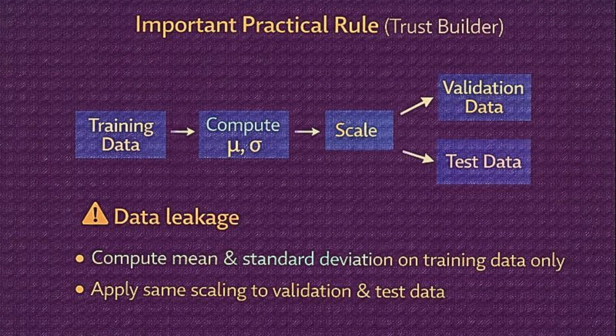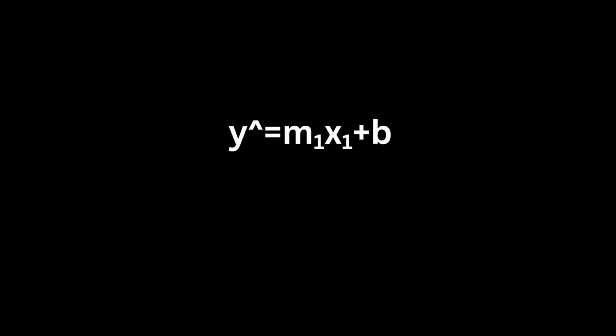Then apply the same scaling to validation and test data. Otherwise, you leak information. So feature scaling is not optional. It's a requirement for stable learning. Now let's talk about overfitting.